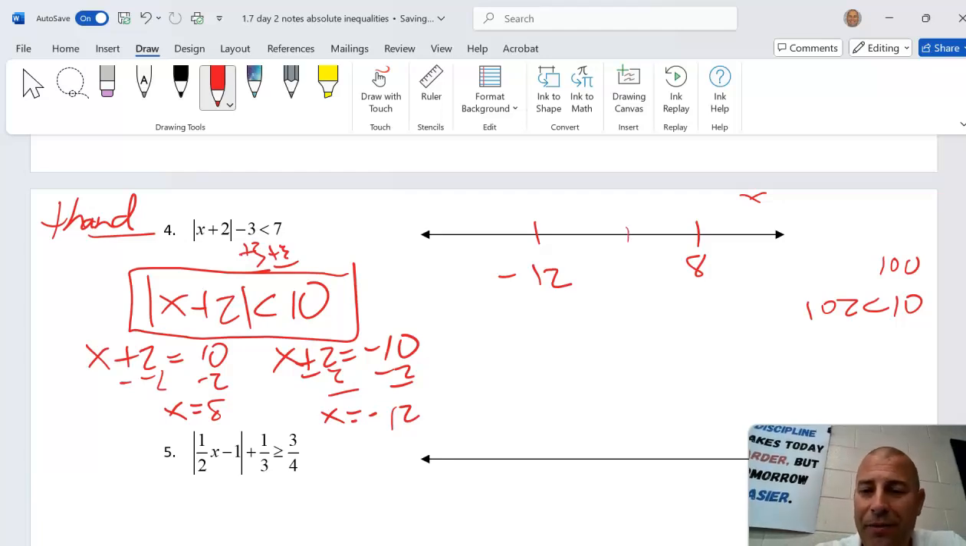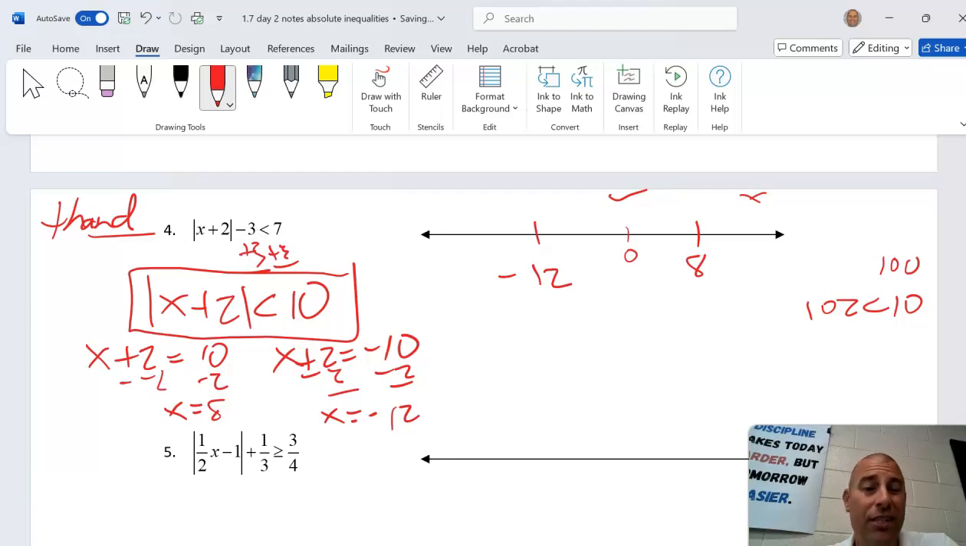Let's try someone in the middle. All right, our good friend 0. One's negative, one's positive. I'm trying 0, all right? So 0 plus 2 is 2. Absolute value of 2 is still 2. Is 2 less than 10? Yep, that's good, which means it should fail out here.